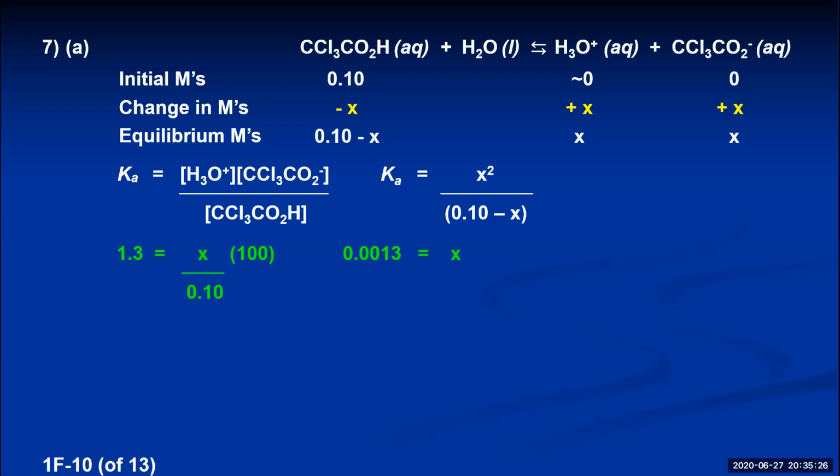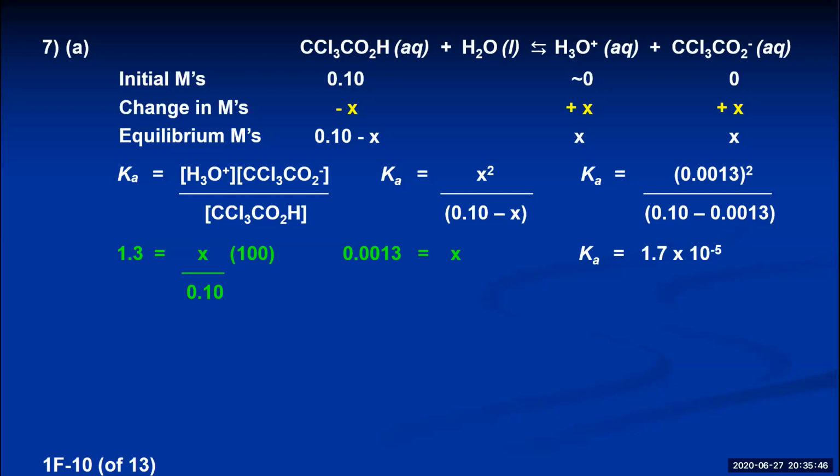So now we can place 0.0013 in place of all the x's in our Ka expression. We don't assume the x in the denominator is 0. That would just introduce error to the problem. We put the values actually in as long as we know them. And now you can calculate the Ka, which comes out 1.7 times 10 to the minus fifth.